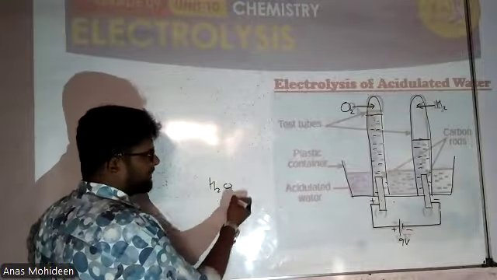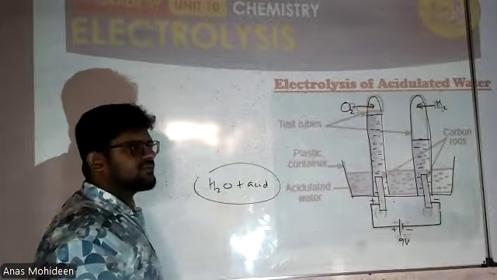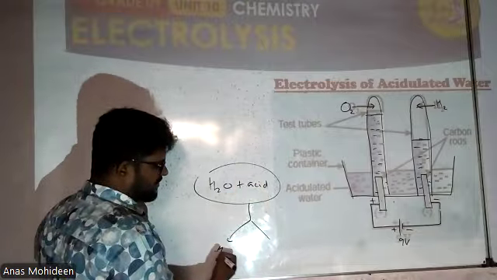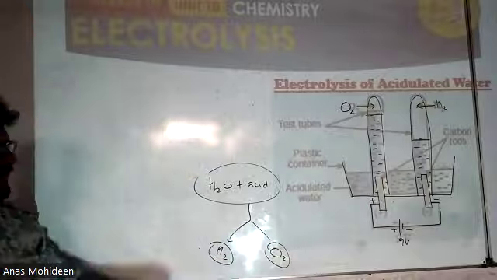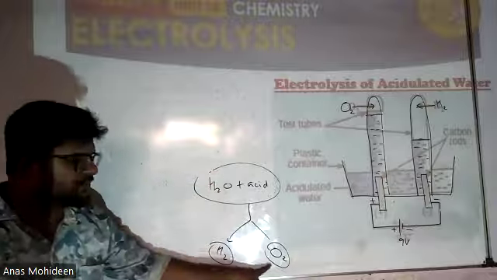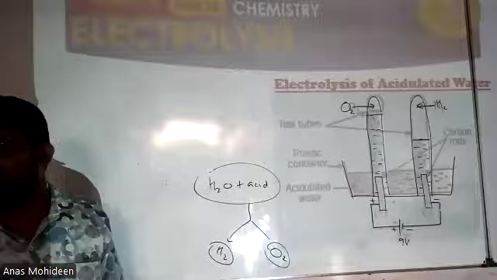H2O plus an acid. This is what acidulated water is. What is it divided into? Can you see H2 separately, O2 separately are taken. A complex compound, or a larger component, is broken into simpler components. So this is our motive of electrolysis.